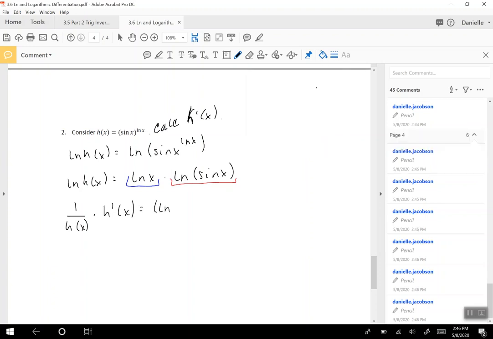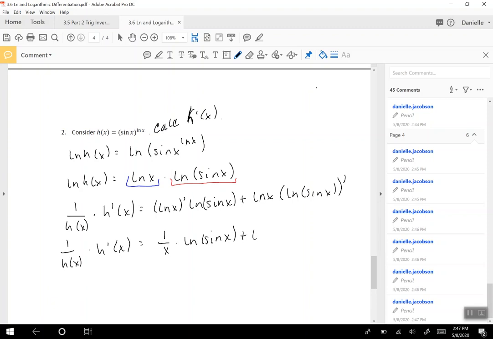So the derivative of the first is ln x prime, times the second, times ln of sine of x, plus the first, ln x, times the derivative of the second, ln of sine x prime. All right, so I'm going to leave the left-hand side alone here and just rewrite it. Okay. Working with the right-hand side of this, the derivative of the natural log of x is 1 over x. Then I'm going to rewrite the times ln of sine x, plus I'll rewrite the ln x.